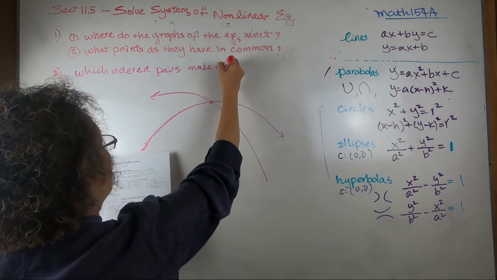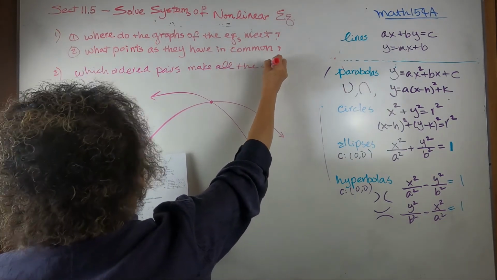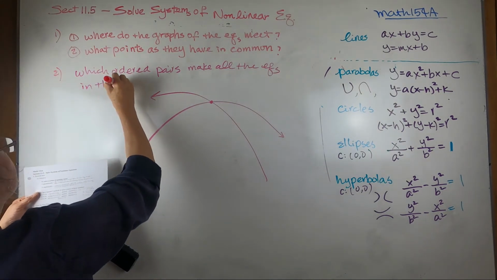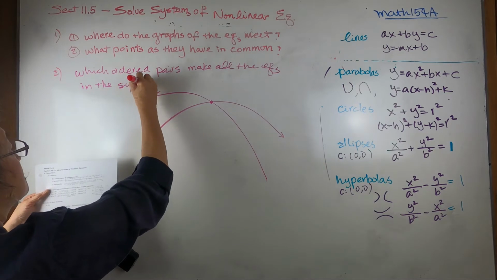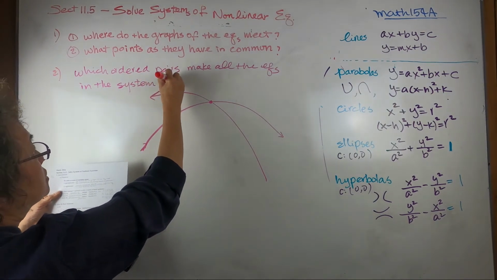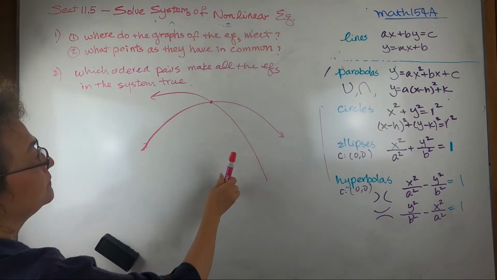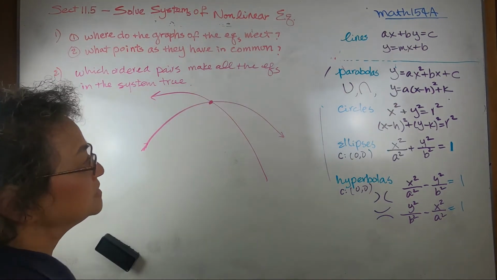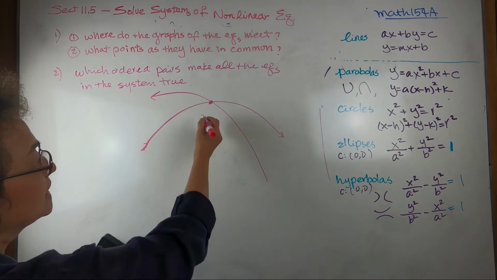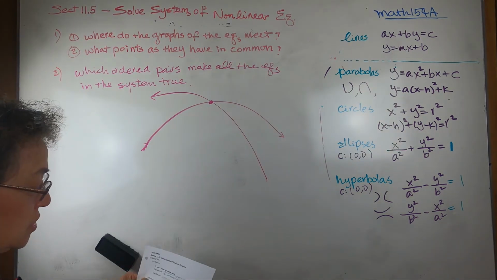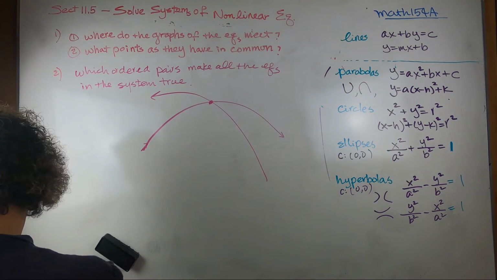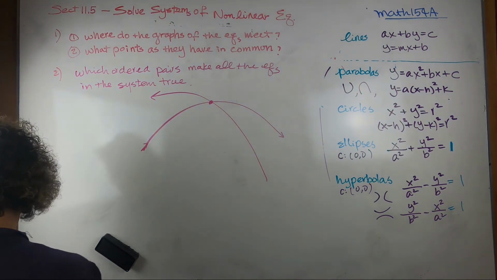Make all the equations in the system true. So we want to make sure that if we find the two curves where they are going to meet, then we have to find the ordered pairs to find the position, right?